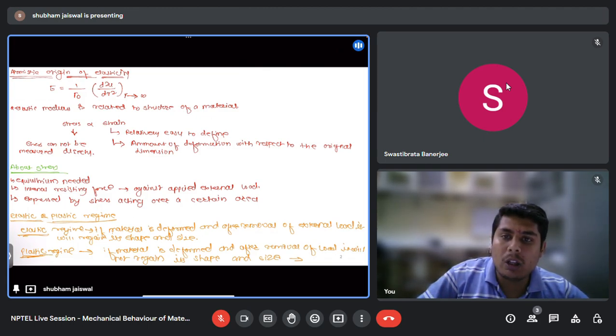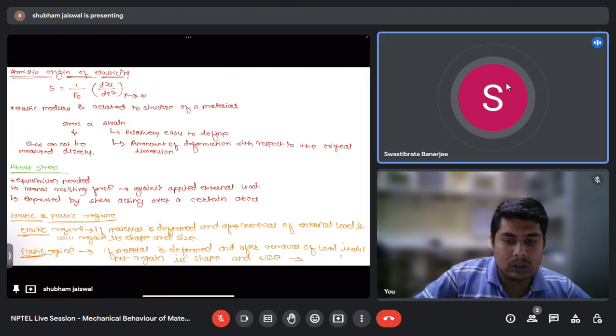So how is this elastic modulus related to it? This equation represents the relation between the elastic modulus and interatomic potential. We will derive this equation. Don't worry.